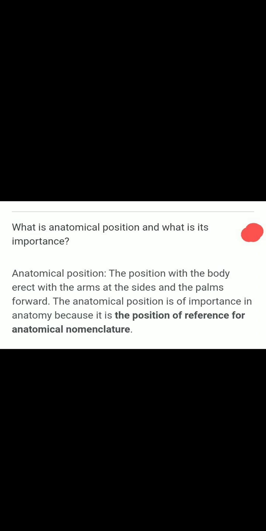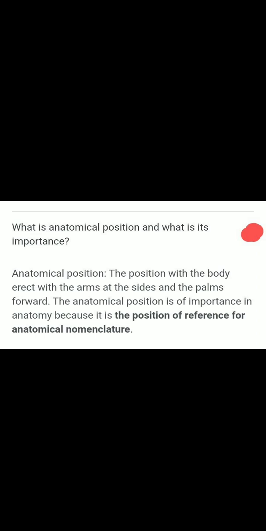Also, when we are asked what is anatomical position and why is it important to position an organism anatomically? Now, in the first place, we have to know what anatomical position means. Then we know why it is important to position an organism anatomically.